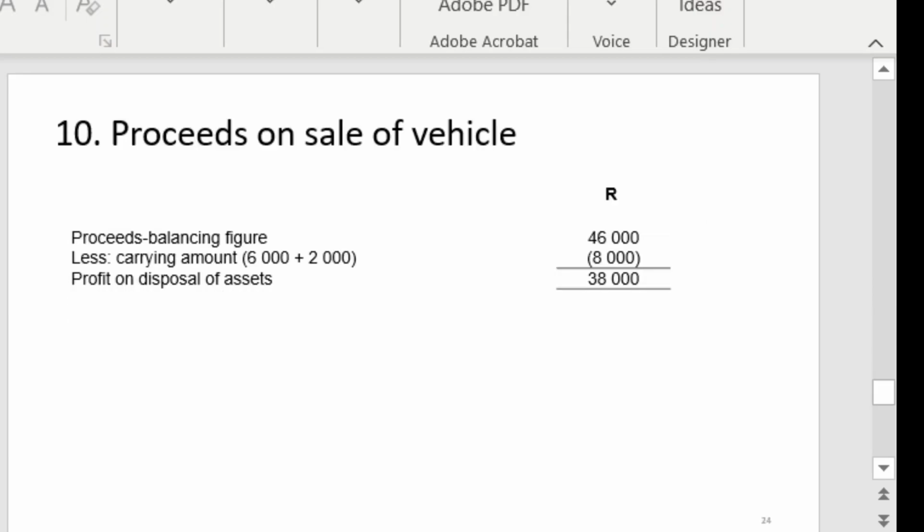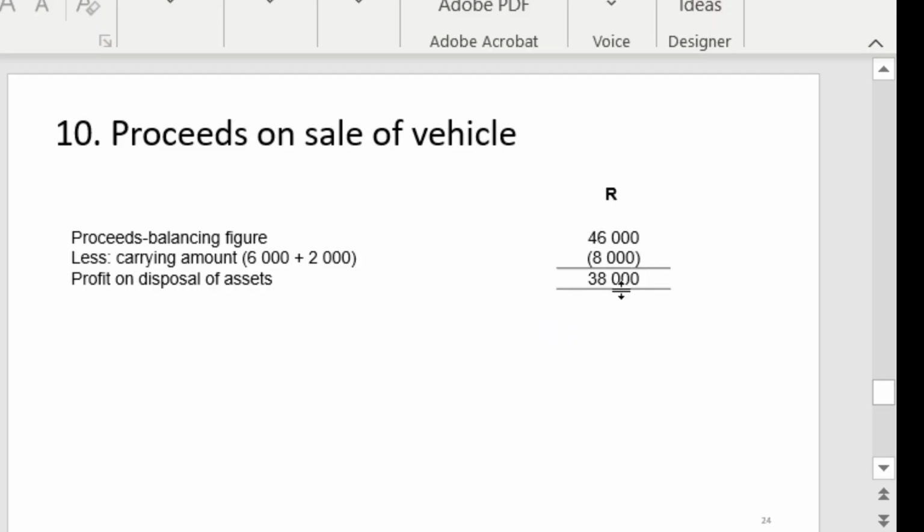There was a sale of vehicle together with the office equipment. So in order for us to determine how much was provided, we are given the carrying amount, 6,000 for office equipment and 2,000 for vehicles. That gives us 8,000 the total, and we were given the profit on sale of these assets as 38,000. This information we're getting from additional information number 4.